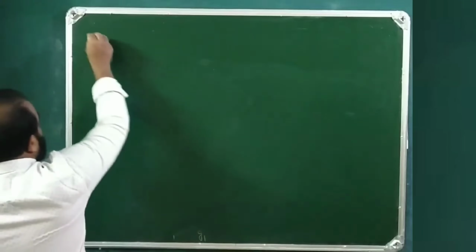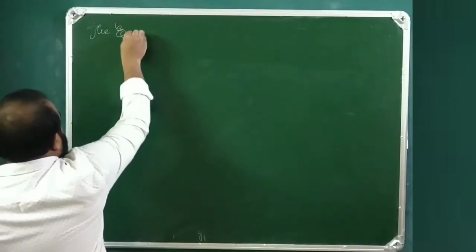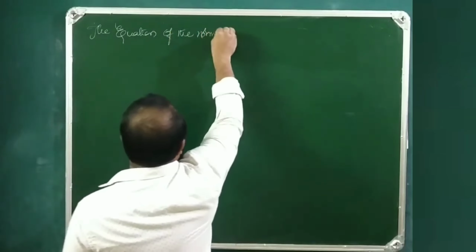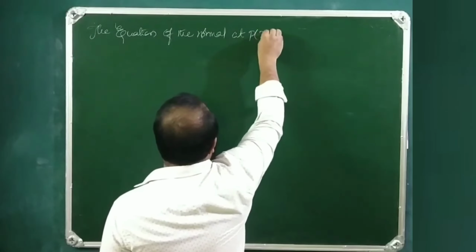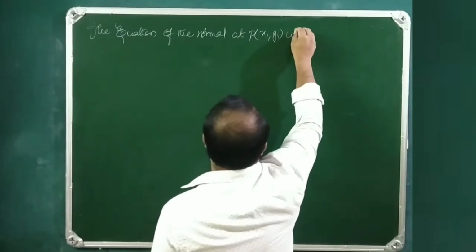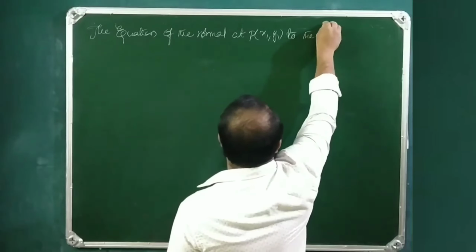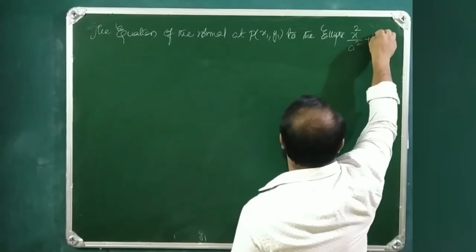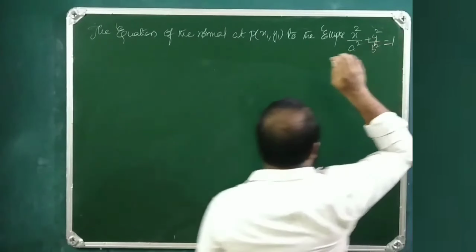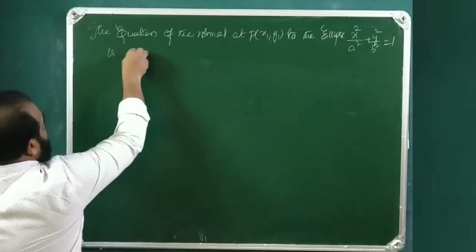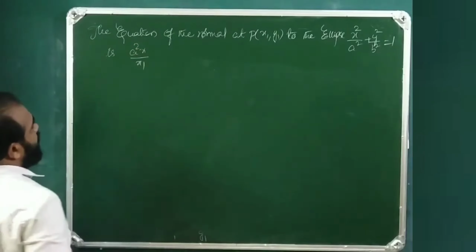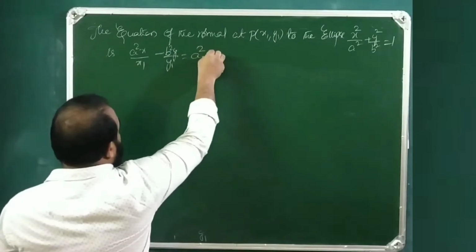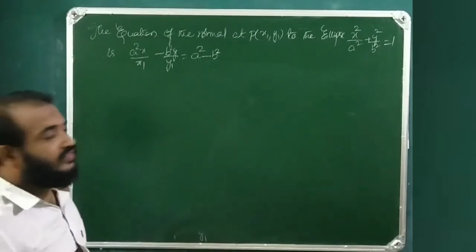Also, the equation of the normal at P(x1, y1) to the ellipse x square by a square plus y square by b square equals 1 is a square x by x1 minus b square y by y1 equals a square minus b square. So let us prove this.